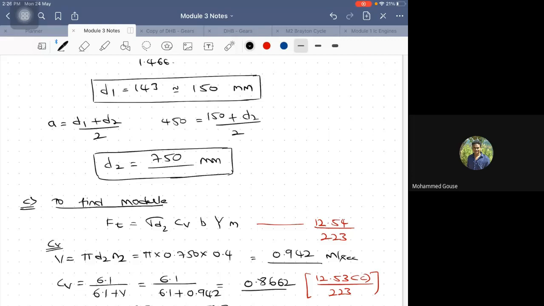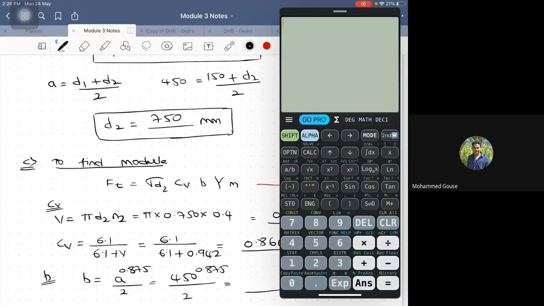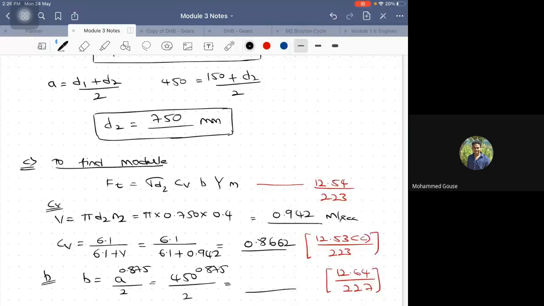Okay. Now once you calculate CV, next go for the phase width. The phase width expression you can find in 12.64, equation number, page number 227. Substitute the value of center distance over there and give me that value. 104.84. So what I would do is approximate it to be 105 mm.